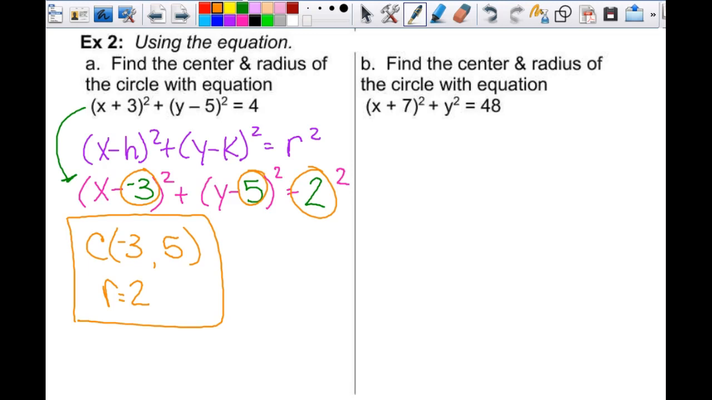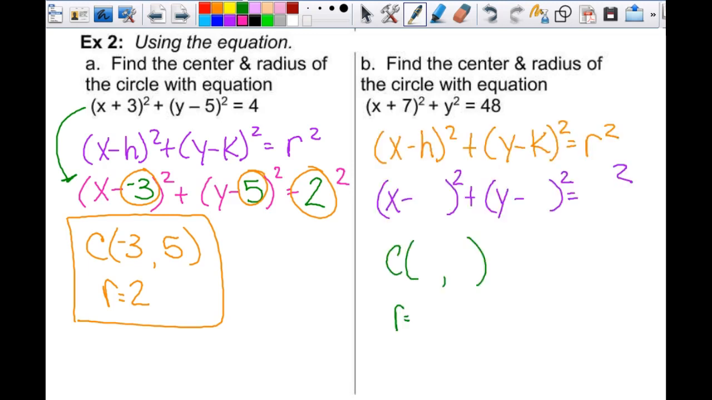All right, so you do the next one. If you're watching the video, you need to pause this and work this question. All right, so what goes in here? Negative 7. What goes here? 0. Good. What goes here? 48. Square root of 4 times the square root of 3. Thank you. Yes, and in parentheses, Jacob.